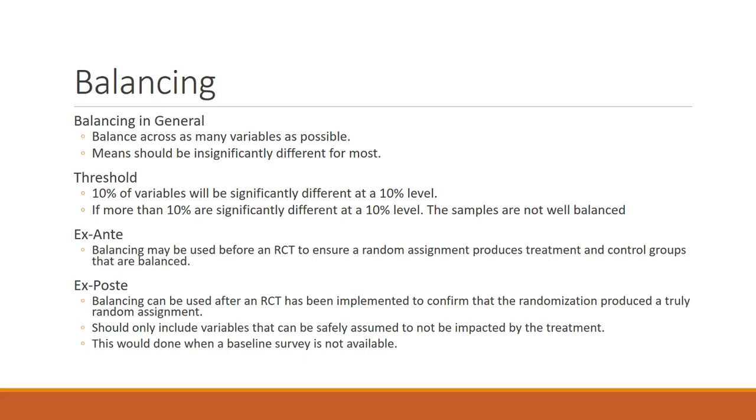All right. But now, what's the threshold? When do we say that there's too much significance? All right, here's the threshold. If 10% of the variables, all right, so just by chance, 10% of the variables will be significantly different at a 10% level. And so if we have more than 10% of our variables significantly different at the 10% level, then we would say that our samples are not well balanced.